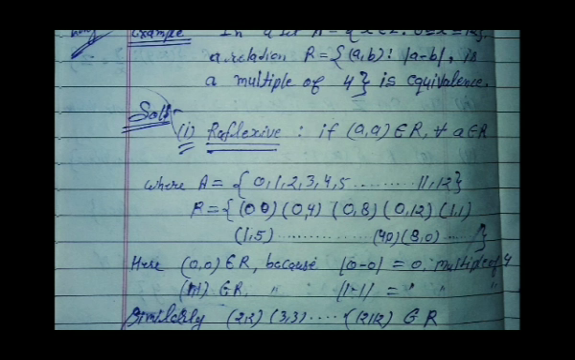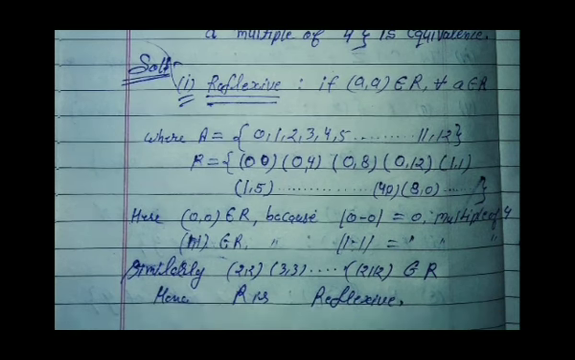Here (0,0) belongs to R because 0 minus 0 equals 0 is a multiple of 4, and (1,1) belongs to R because 1 minus 1 equals 0, a multiple of 4. Similarly, the other pairs with the same x and y values, (2,2), (3,3), (4,4), (5,5), (6,6) and so on up to (12,12), also belong to relation R. Then we can say that the relation is reflexive, as you know.